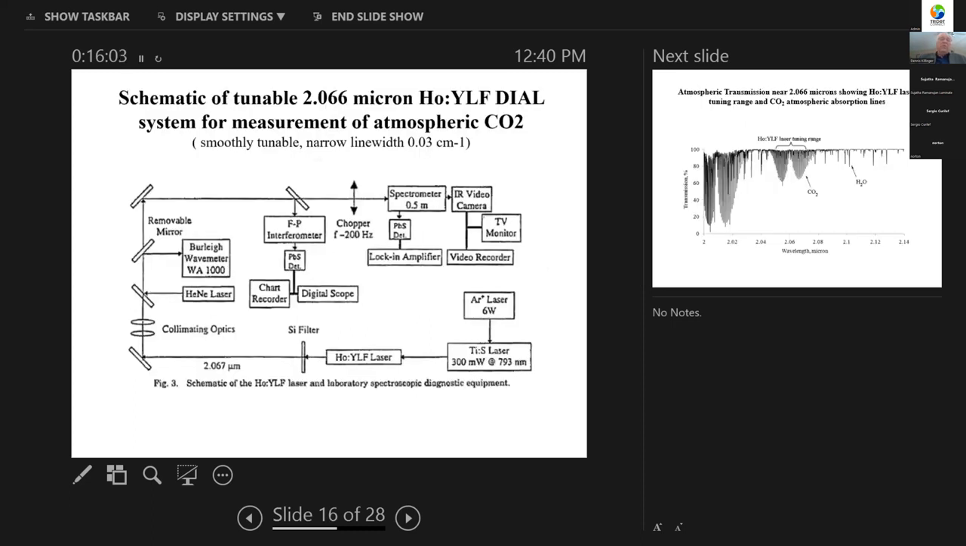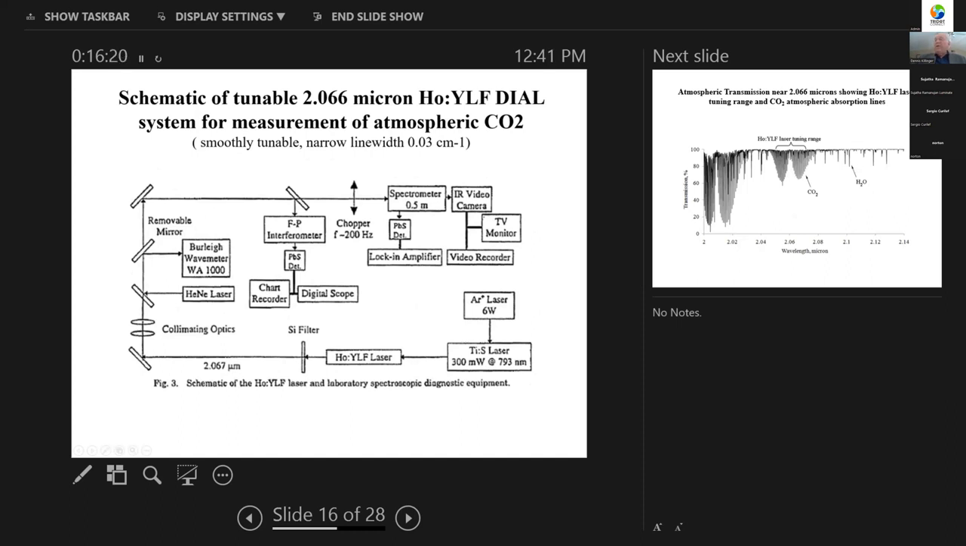A more modern one that we developed was a highly, smoothly tunable holmium-YLF laser. This shows the schematic of that. We had an argon laser pumping a Ti:sapphire laser, pumping a holmium-YLF laser that we developed.